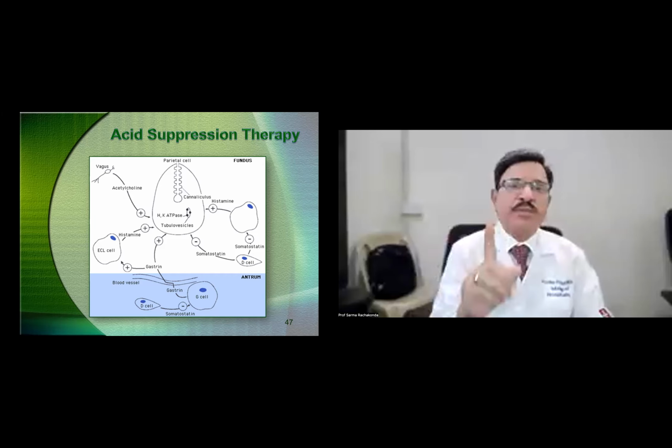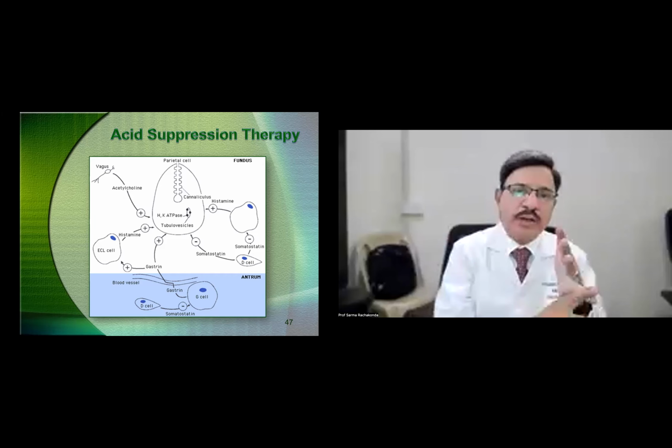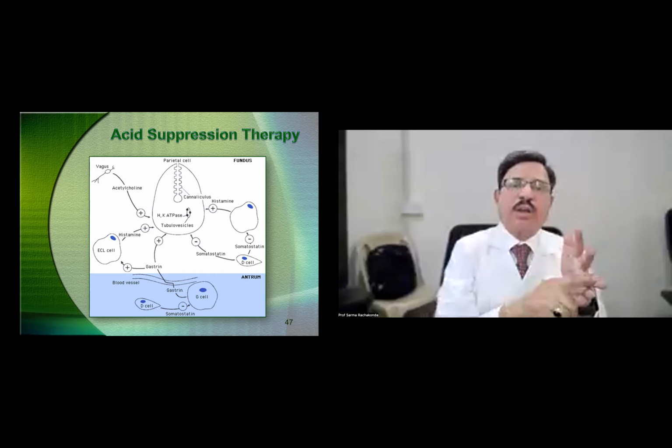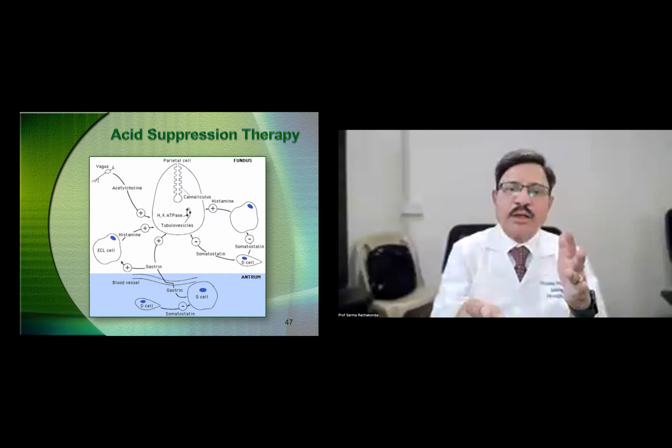That is why acetylcholine is attacked. It has to go through the proton pump. Histamine goes through the proton pump. Gastrin, either directly or through the histamine, again requires the proton pump. And somatostatin has a negative effect by itself, and again it has to influence the proton pump.